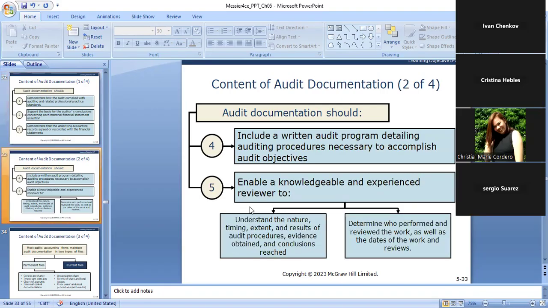The fourth one is to include the written audit program detailing the audit procedures necessary to accomplish the audit objectives, and enable a knowledgeable and experienced reviewer to understand the nature, timing, extent, result of audit procedures, evidence obtained, and conclusion reached, and determine who performed and reviewed the work, as well as the dates of the work and the review. So that's why on the audit documents, there are always going to be abbreviations and dates. On which date, which procedure was performed, who did it, and how he did it.